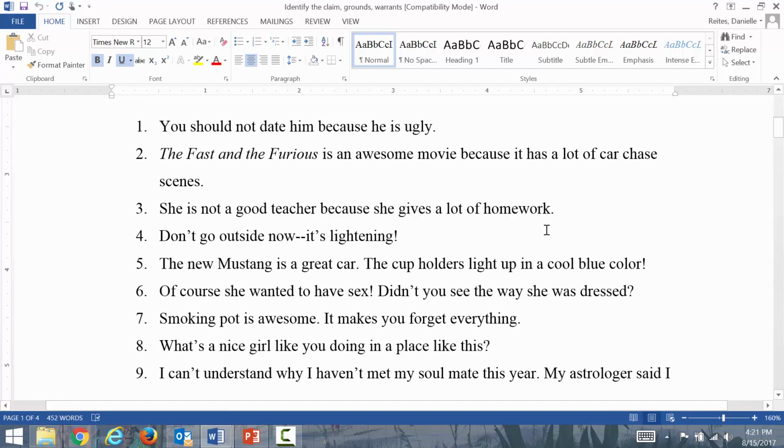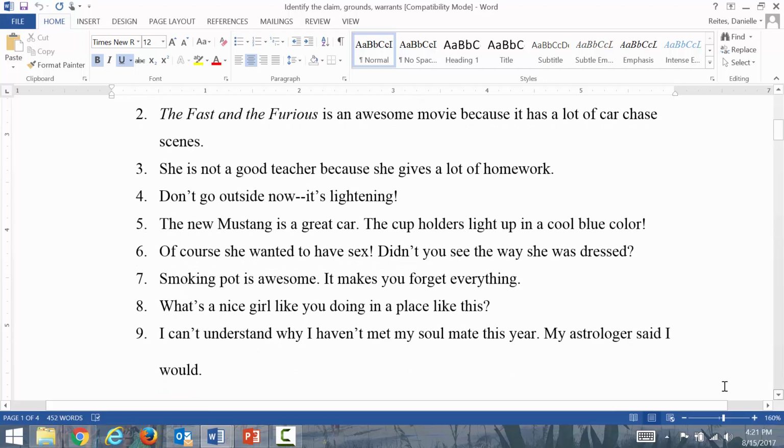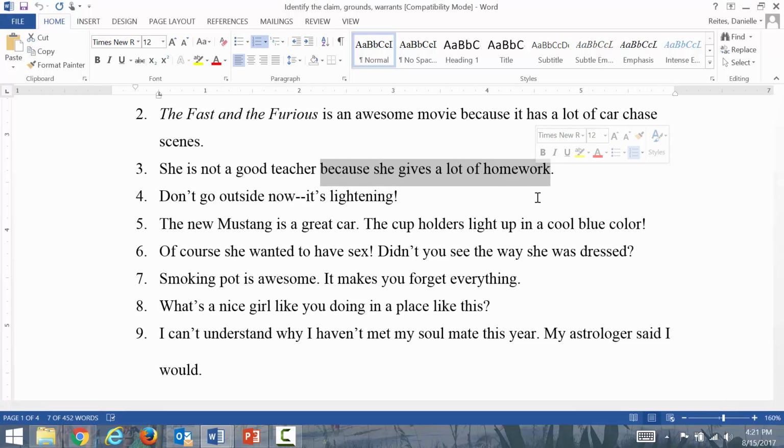She is not a good teacher because she gives a lot of homework. I like this one too. So the claim is she is not a good teacher. The grounds, why? Because she gives a lot of homework. The assumption: homework is bad. Teachers who give homework are bad. You can't learn a lot from homework. Good teachers don't give a lot of homework. There are a few ways you can state it. I'm going to jump to a couple more here.